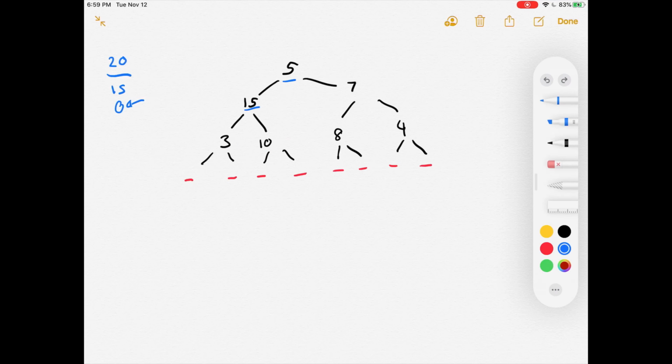But instead, if we use the number 3, we have negative 3. And if we use the number 10, we're at negative 10. And remember that we know which nodes to stop on because their children are null. All right, so those paths didn't work. Let's try the other side.